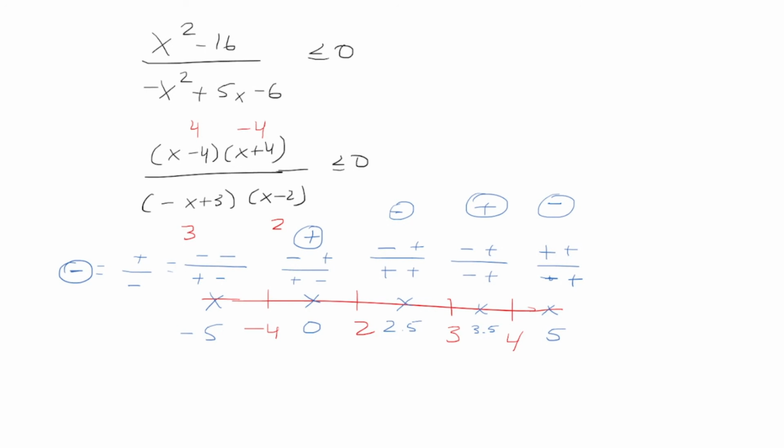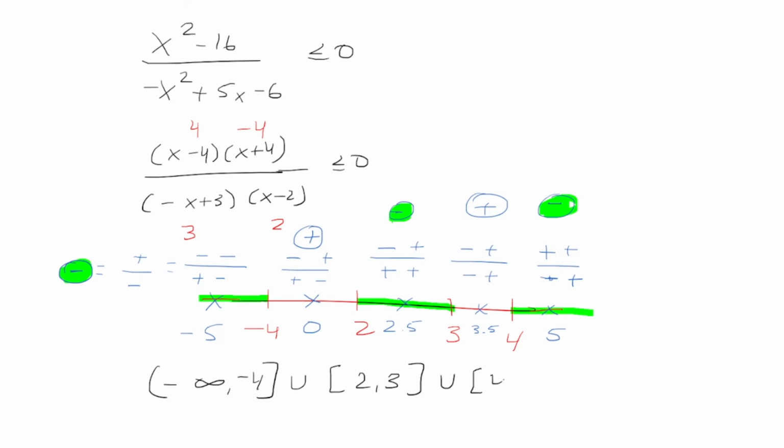Now we're looking for when this is less than or equal to 0. So you want the negatives basically. So it's basically all of this. This is negative. And then this is negative. So you want to include the endpoint since it's less than or equal to 0. So we get negative infinity to negative 4, union 2 to 3, union 4 to infinity. And this is our final answer.